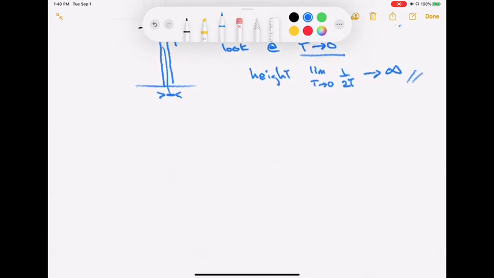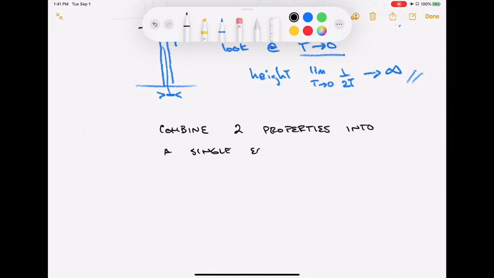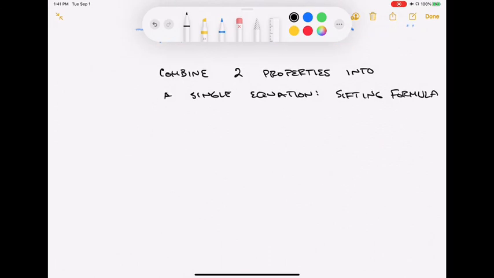We can summarize these two properties in a single equation. So we can combine the two properties into a single and useful equation. And this equation has the name, it's called the sifting formula or the sifting property. So I'm going to call it the sifting formula for right now, but you might also call it the sifting property or the sampling formula. What does the sifting formula say?